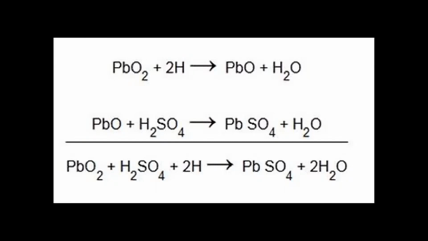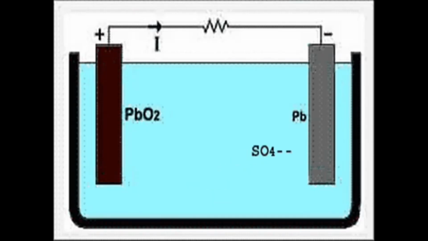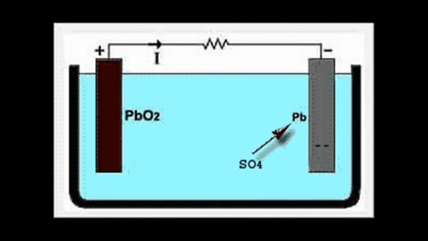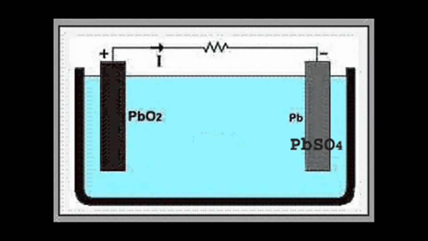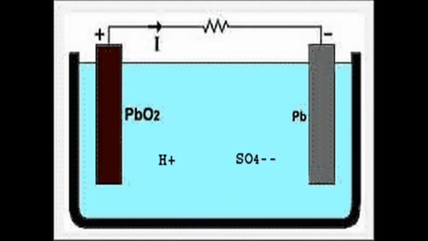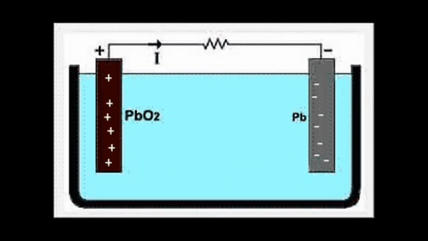At the negative electrode, the negatively charged sulfate ions, which are free to move in the solution, will reach the spongy lead electrode, and there they will release extra electrons and become radical sulfate. This radical sulfate cannot exist alone, so it will attack the lead and form lead sulfate. And due to the inequality in the electrons, there will be a flow of current through the external circuit. So this is called discharging of the lead acid battery.